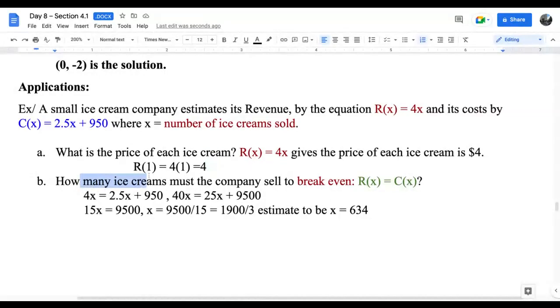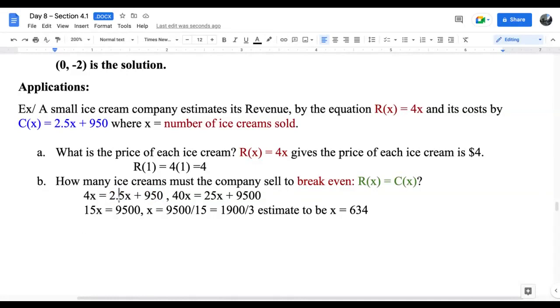B, how many ice cream must the company sell to break even? Break even means the cost equals the revenue. So we just set those two functions equal. R of x is 4x, C of x is 2.5x plus 950. Then we move 2.5x to the left-hand side. We have 4 minus 2.5.